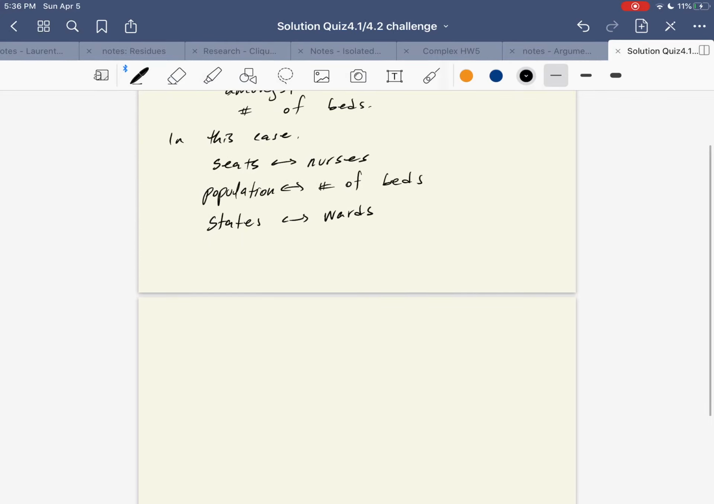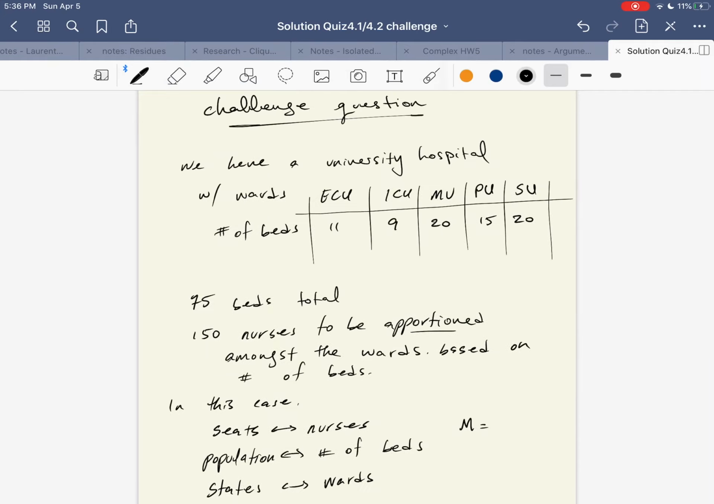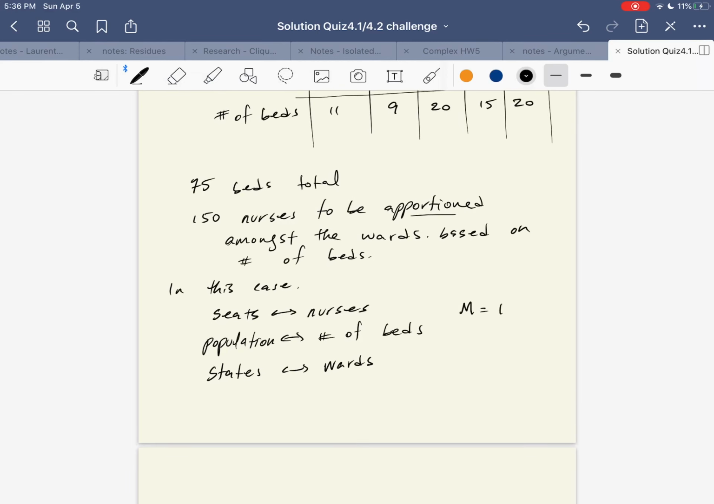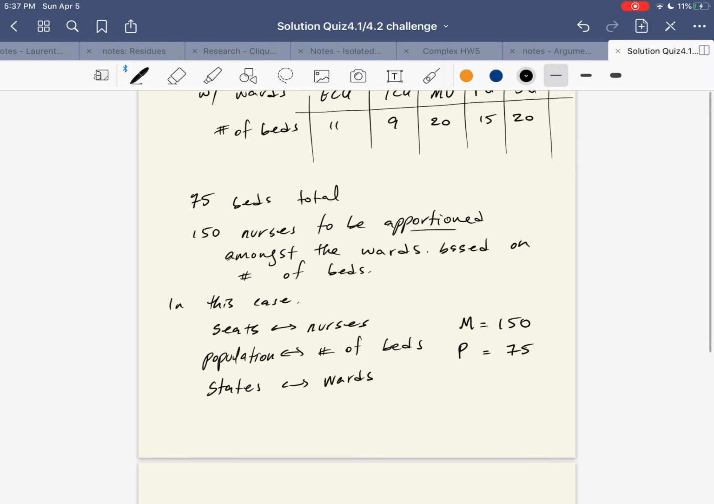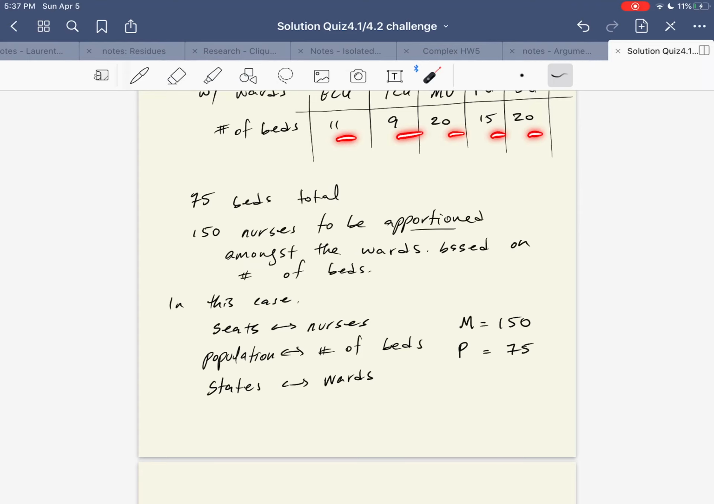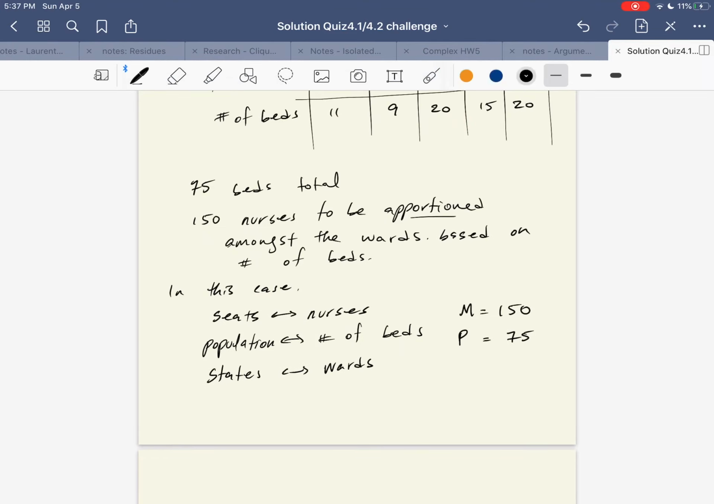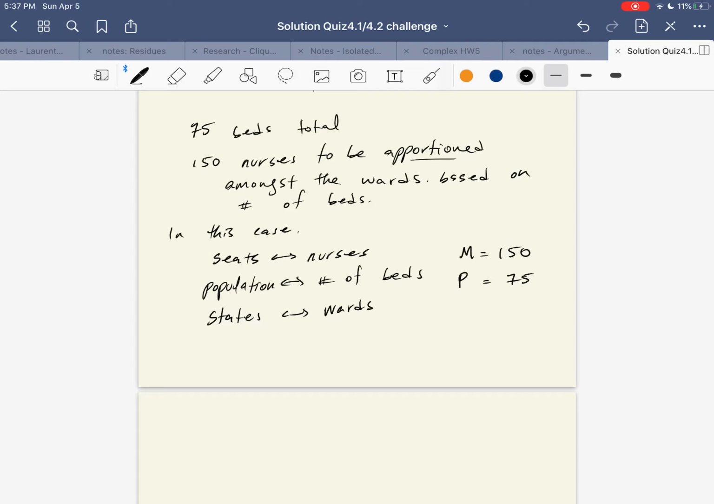So what does that mean for us? That means that M is the number of seats, which is the number of nurses. And remember, we had 150 nurses. Population P is 75, and each of the little P sub i's are listed here. And the number of states is 5, so we don't need to write that.